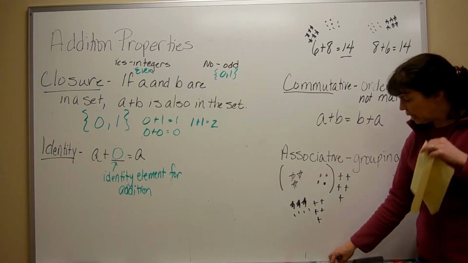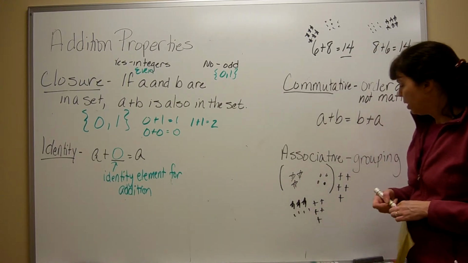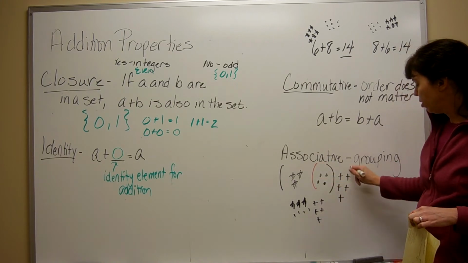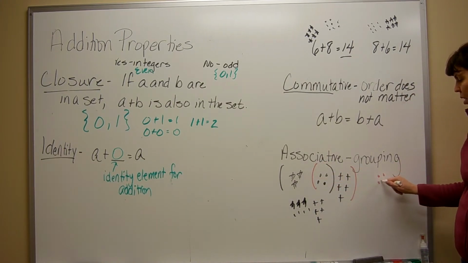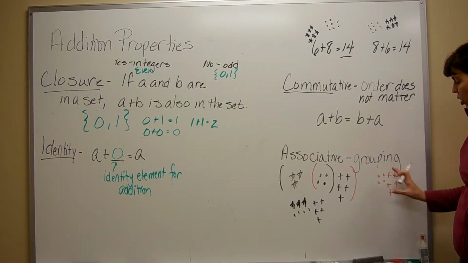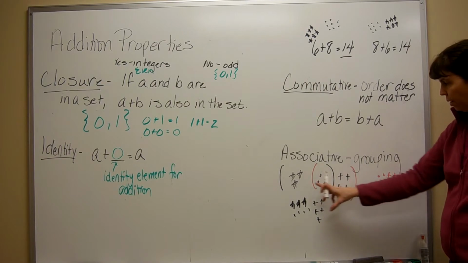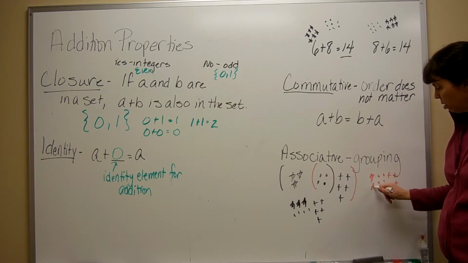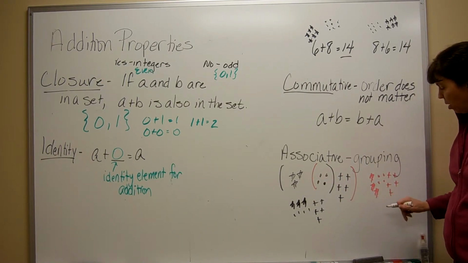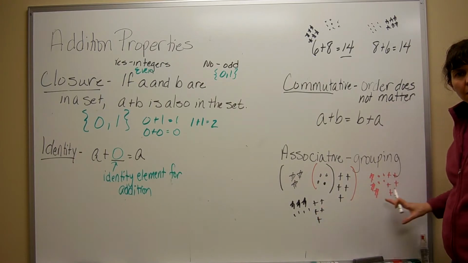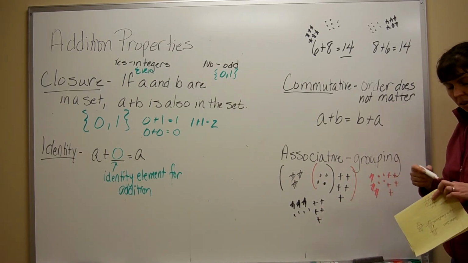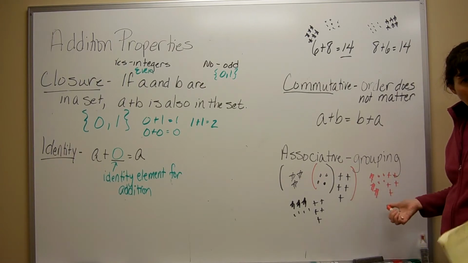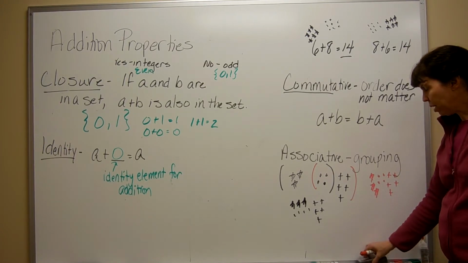Well, what if I decided instead that I wanted to group these two together first? Well, in that case, I would have had 4 dots and 5 pluses, and to this mix, I would have added the 3 stars. Well, I end up with the same things in both sets. So it didn't matter which two I grouped together first. I still, in the end, had the same outcome.